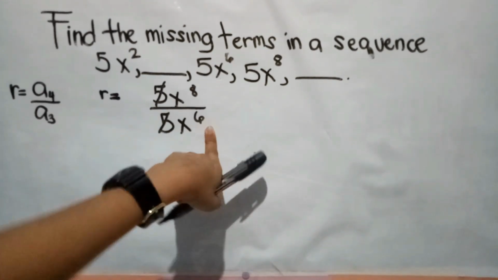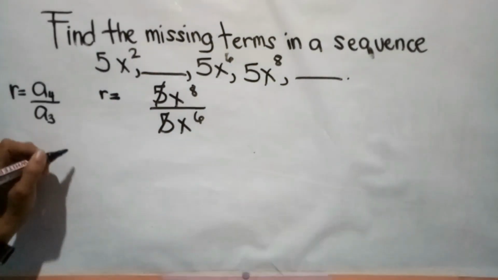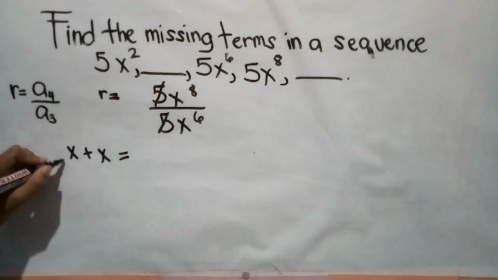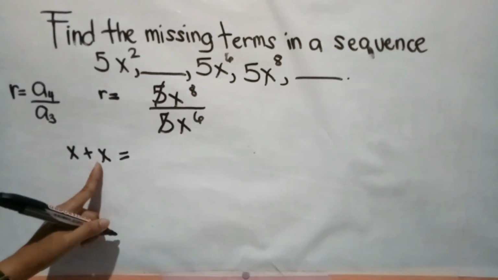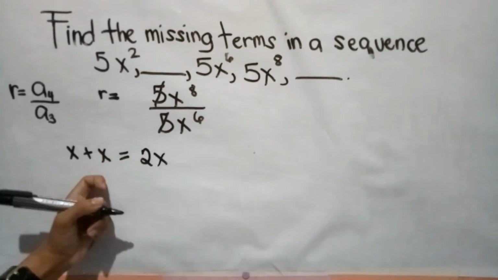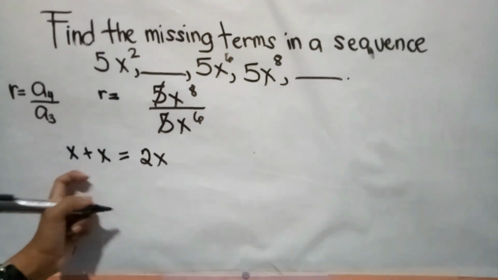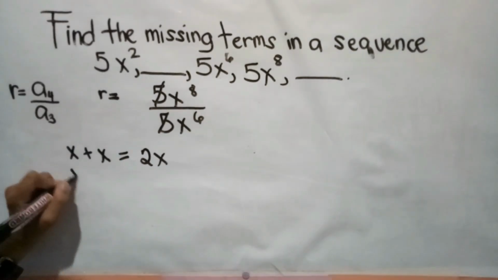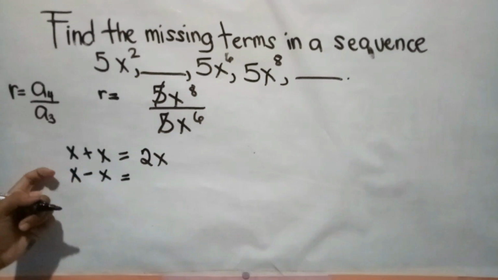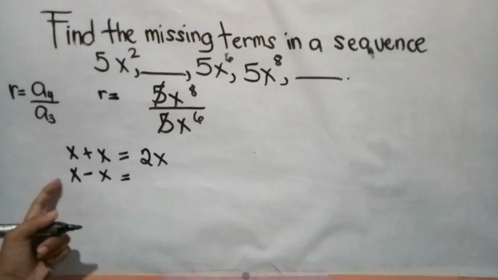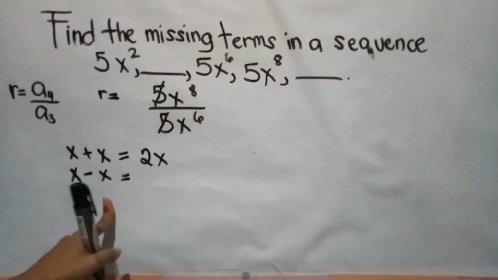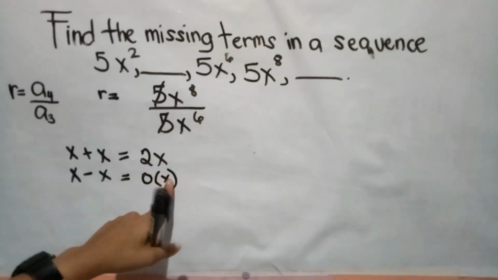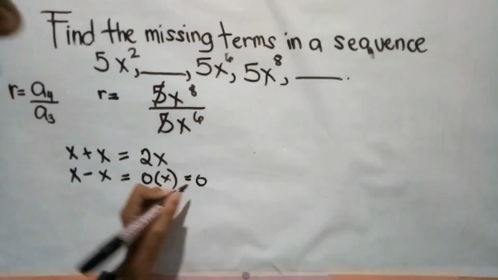So let's have a quick recap about the laws of exponents. So we have the addition, x plus x. So we have here a numerical coefficient of 1. So 1 plus 1 is equal to 2. Then copy the base. So the rule in adding the same base is just add the numerical coefficient and then copy the base. Then next, x minus x. So same with the subtraction. So subtract the numerical coefficient and then copy the base. So 1 minus 1 is equal to 0. Then multiply by x. So we have 0 times x. So we have 0.